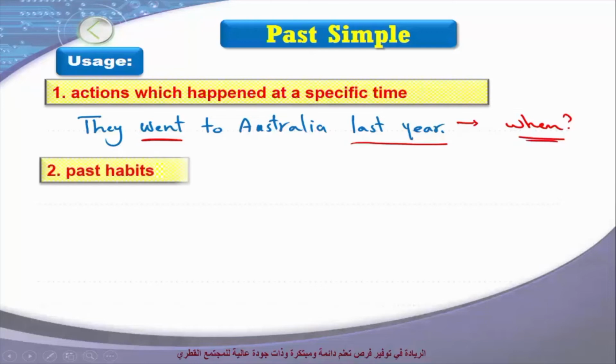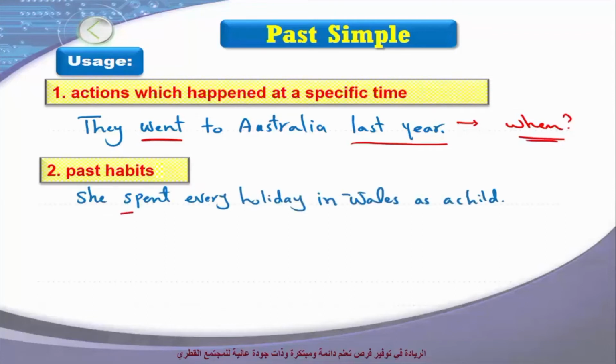Number two, past habits. By past habits, I mean the habit for me in the past but no longer exists now. For example, she spent every holiday in Wales as a child. So she spent every holiday in Wales, not now, but when she was only a child. But now the case is different.